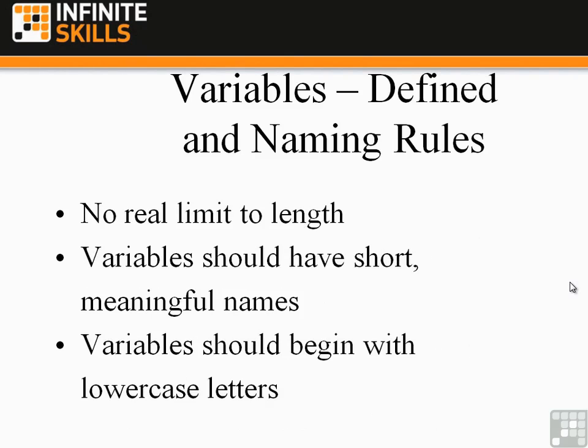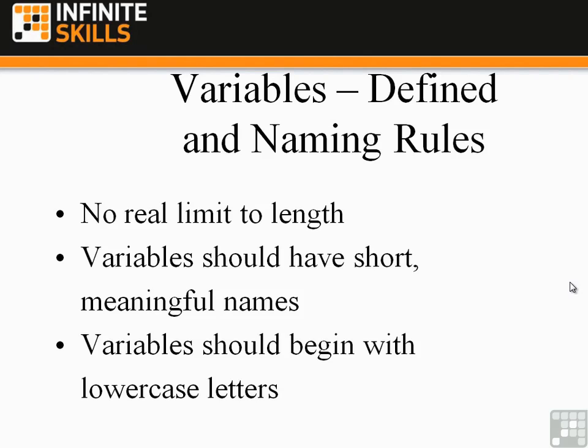Finally, let's look at some other rules about variable names. There's no real limit to their length, although any name should be as short as possible and the name should be meaningful. In other words, if you're storing someone's first name in a variable, firstName makes sense, or even fName makes sense, whereas f by itself, just the letter f, probably doesn't make sense because it's not easy to discern what that variable is trying to store just by the single letter f. There are situations where we use single letter variables, but not for meaningful data such as a name.